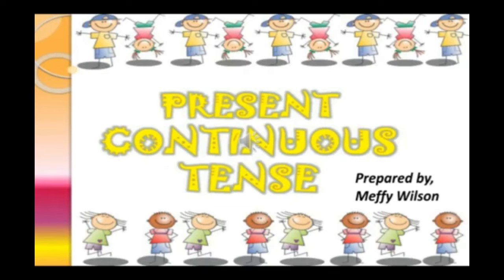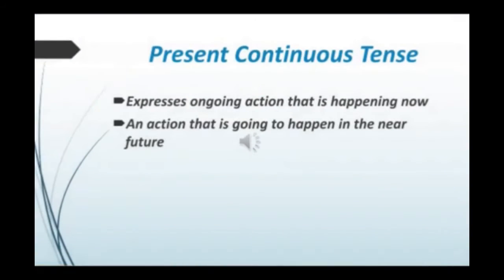In the previous class we discussed simple present tense. Now we are moving on to the second part, that is present continuous tense. We use present continuous tense on several occasions to express an ongoing action that is happening now, and sometimes we use it to express an action that is going to happen in the near future also.